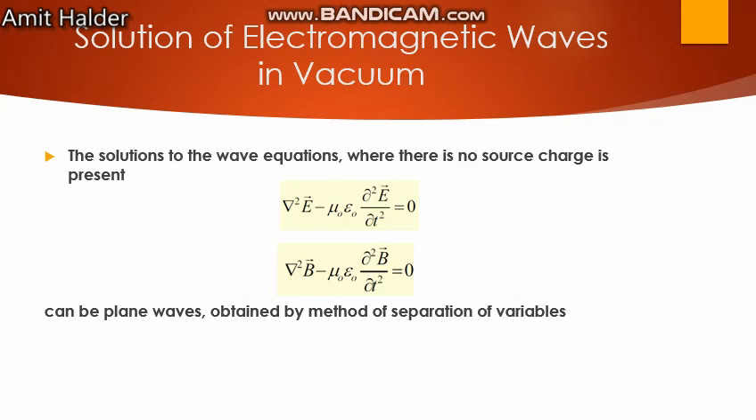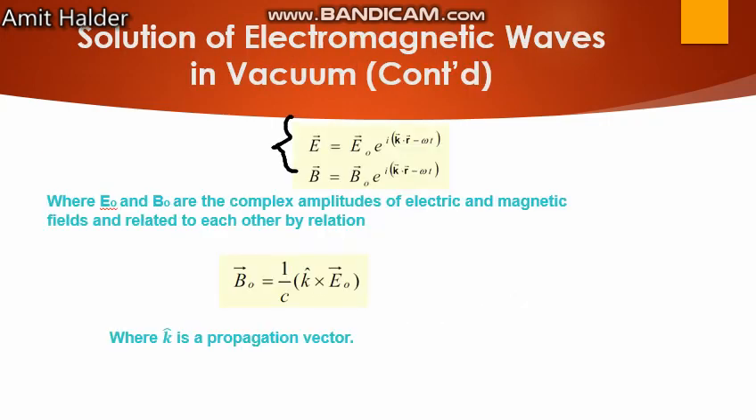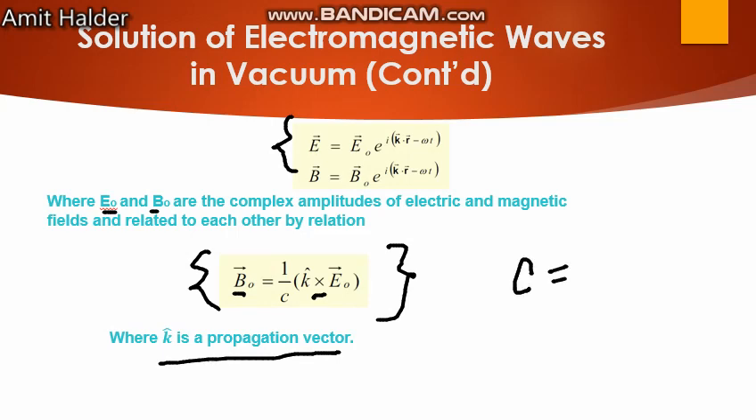After applying this method, we get these two simplified equations where E naught and B naught are the complex amplitudes of the electric and magnetic fields, related to each other by a relation like this. Calculating from these two equations, we get B naught equals 1 by c, k cross E naught, where k is the propagation vector. How can that come? As we know, c is equal to 1 by root over mu naught epsilon naught. If you take the calculation from it, you can get this.